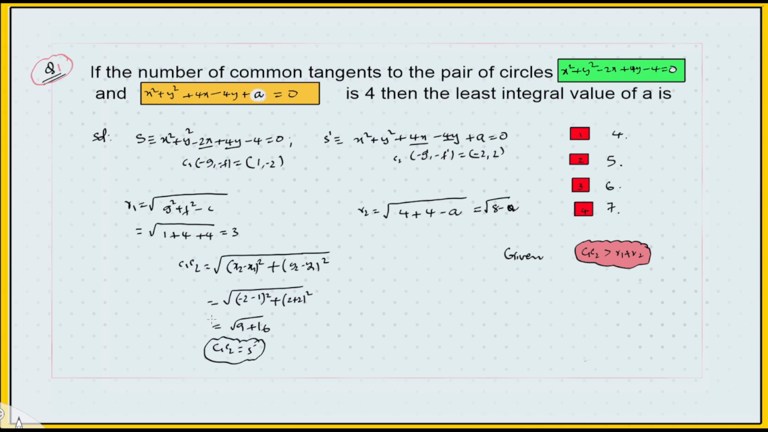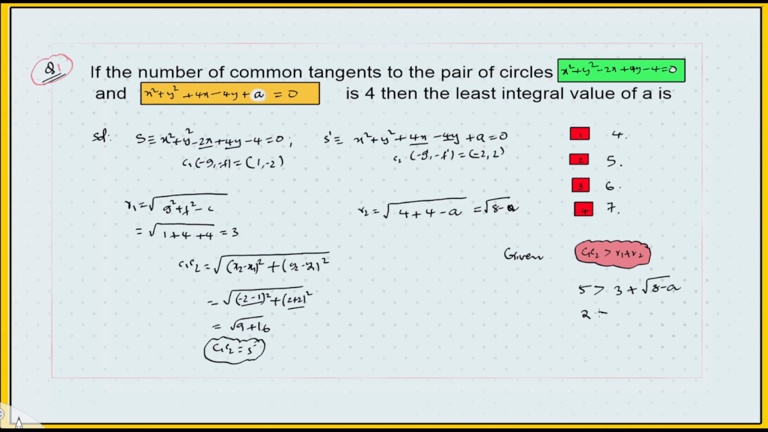And C1C2, the distance between the centers, is root of (x2 minus x1) whole square plus (y2 minus y1) whole square. Minus 2 minus 1 is minus 3, whole square is 9; 2 plus 2 is 4, square is 16. 9 plus 16 is root 25, and root 25 is 5. So the given condition: if 4 common tangents exist, then C1C2 is greater than R1 plus R2. C1C2 is 5, greater than R1 which is 3 plus R2, that is root of 8 minus a.